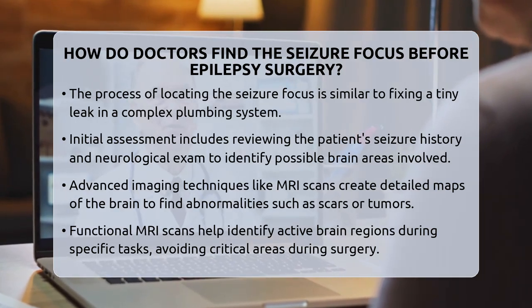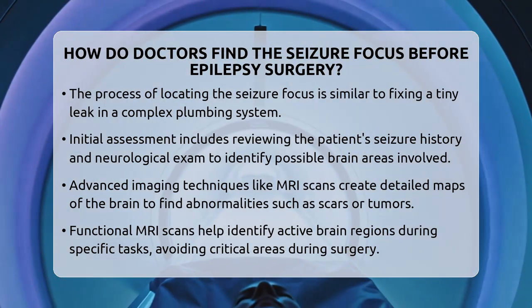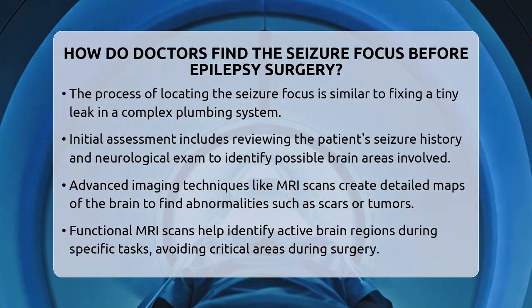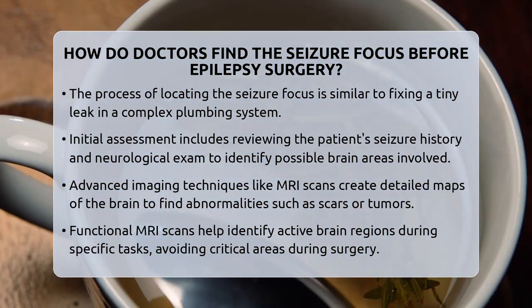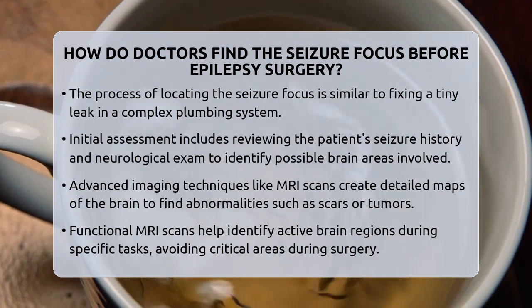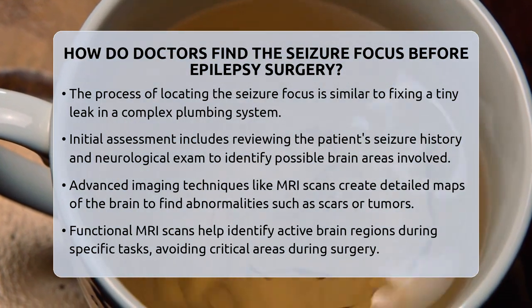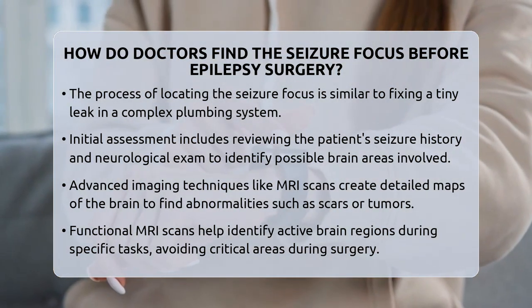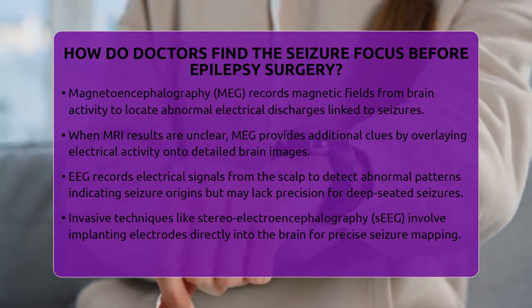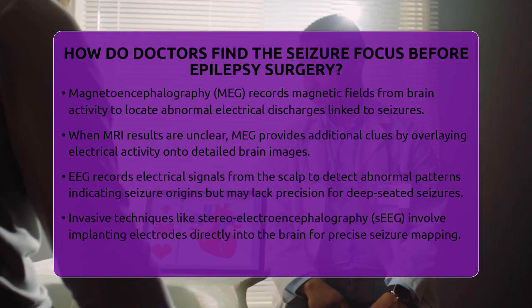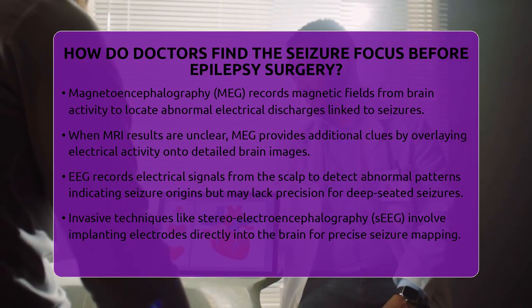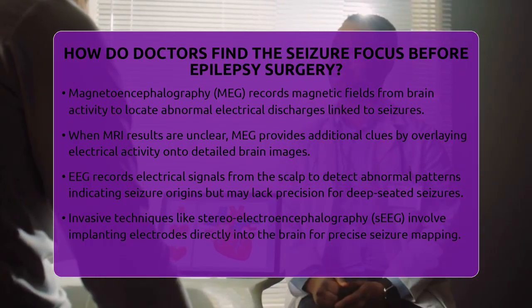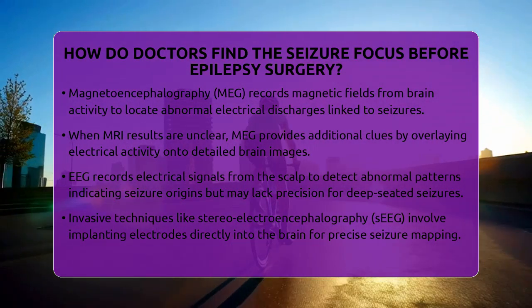Next, they use advanced imaging techniques. Magnetic resonance imaging scans are like detailed maps of the brain's structure. They can reveal abnormalities such as scars, tumors, or lesions that might be causing seizures. Sometimes, functional MRI scans are used to see which parts of the brain are active during specific tasks, helping to avoid important areas responsible for speech or movement during surgery.